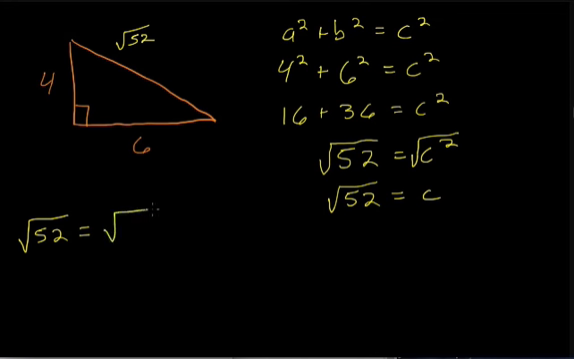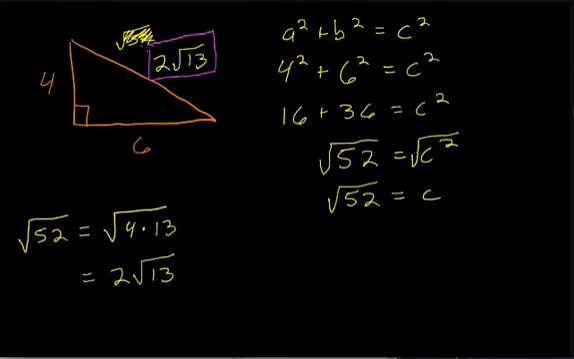52 can be factored as the product of 4 times 13. And we know that the square root of 4 is just 2, and the square root of 13 is just the square root of 13, an irrational number. So we could rewrite the square root of 52 as the product of 2 and radical 13. And so although they're both equal to each other, 2 square root 13 is the preferred way of writing this answer. And that would be the precise length of the hypotenuse of this triangle.